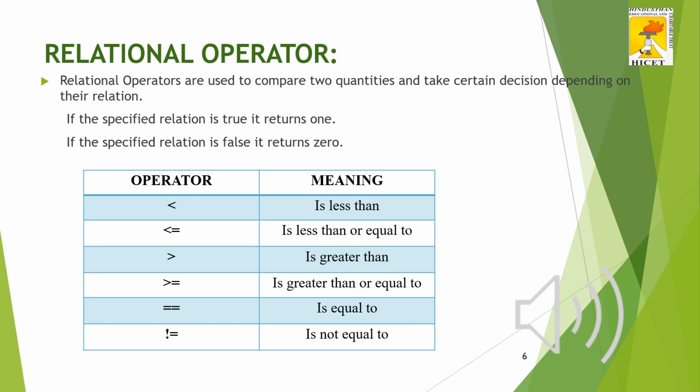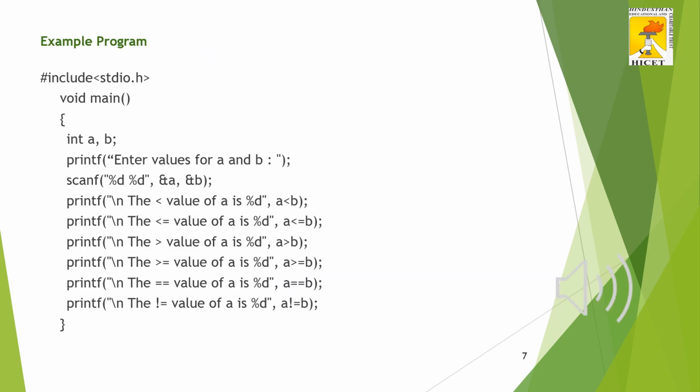They are less than, less than or equal to, greater than, greater than or equal to, equal to, and not equal to. This is a simple program executing all the relational operators. Here we initialize two variables a and b, then get the input from the user for a and b, then apply the relational operators, comparing those variables as entered by the user.